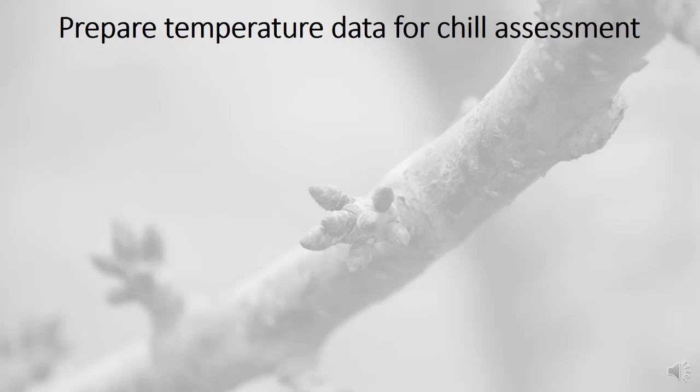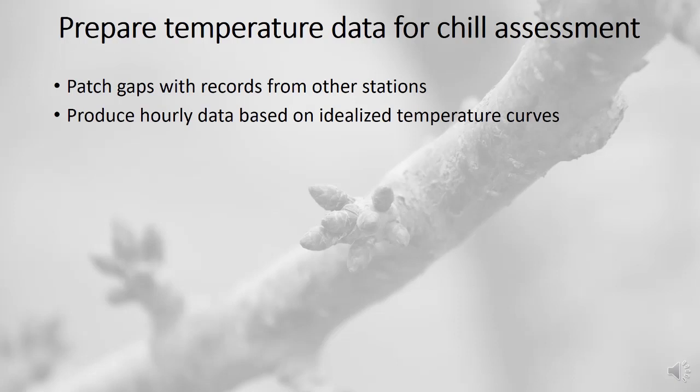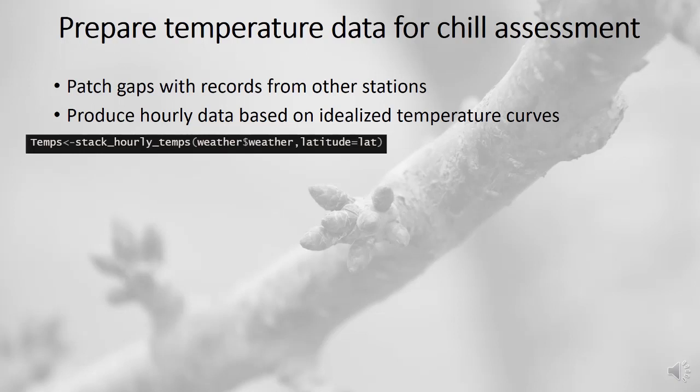Next, we have to prepare the temperature data for chill assessment, and the first thing you usually have to do is to patch up some gaps in the weather record. Most of the time, in this database at least, the records aren't complete. ChillR contains functions for patching the records with data from other stations by adjusting them for differences between stations and then using them to fill in gaps. You can then also produce hourly data based on idealized temperature curves with a simple function here.